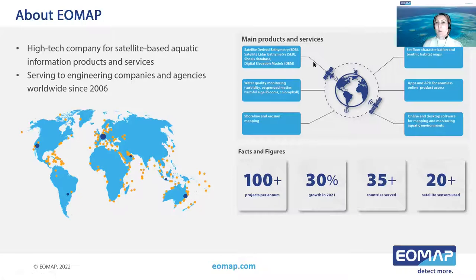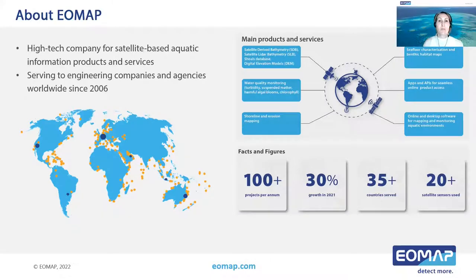So what are our products and services? We are providing satellite-derived bathymetry, water quality monitoring information, shoreline and erosion mapping, as well as seafloor characterization and benthic habitat maps. This is all delivered to you via apps or APIs for very seamless online product access, but you can also receive that information as desktop software for mapping and monitoring aquatic environments.